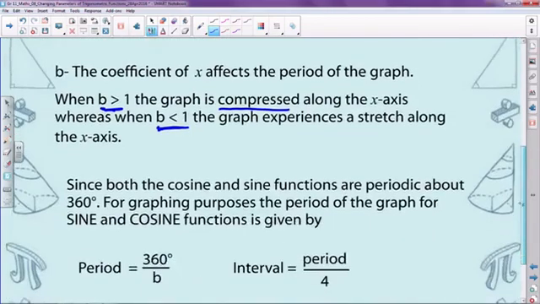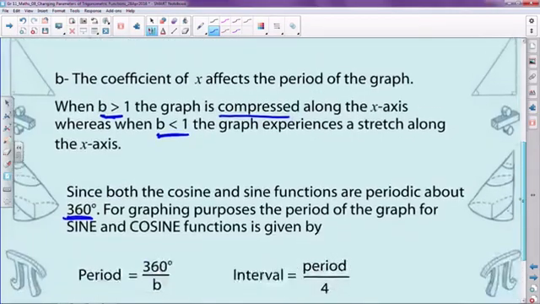Now, since both the cosine and the sine functions are periodic about 360, remember that the sine and cos graphs repeat every 360 degrees. For graphing purposes, the period of the graph for sine and cosine functions is given by the period equal to 360 degrees over b. And the interval will be the period over 4. Okay. All right.